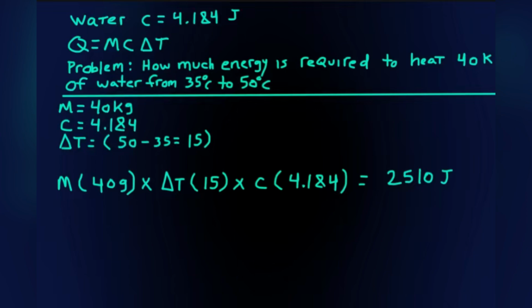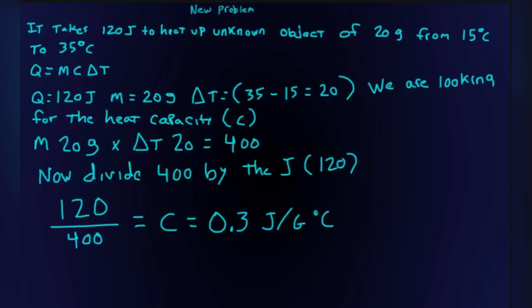To solve the problem, we take the mass, which is 40, times the temperature change, which is 15 degrees, times the heat capacity of the material, which in this case is water, 4.184, and that equals 2,510 joules. So if you want to heat 40 kilograms of water from 35 degrees Celsius to 50 degrees Celsius, it would require 2,510 joules.